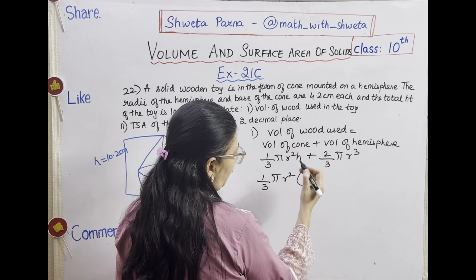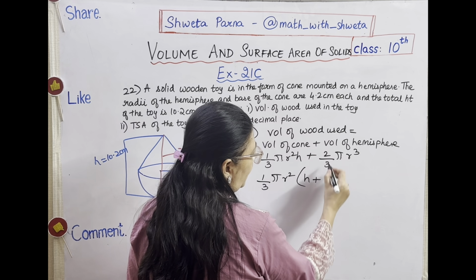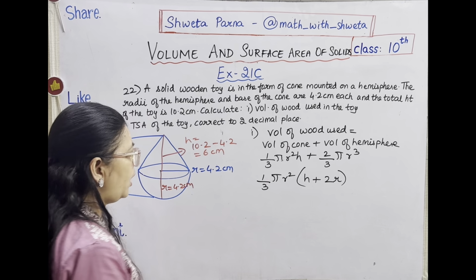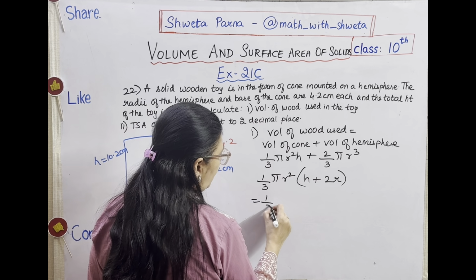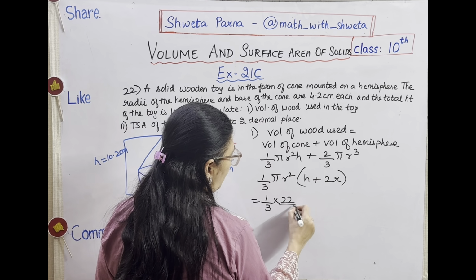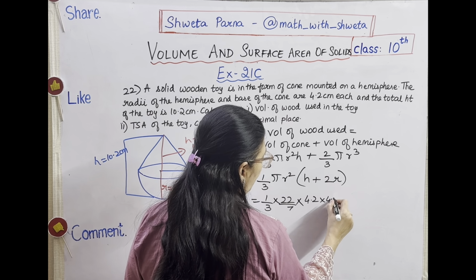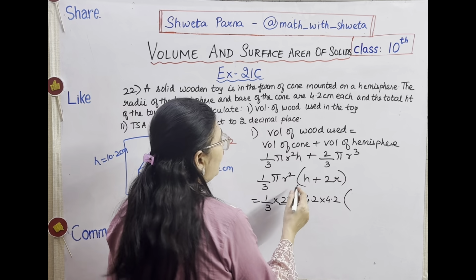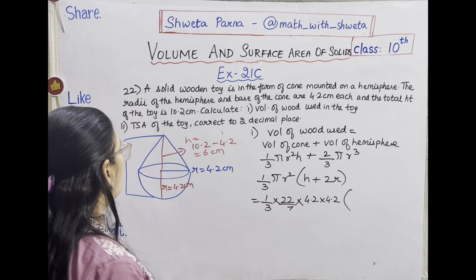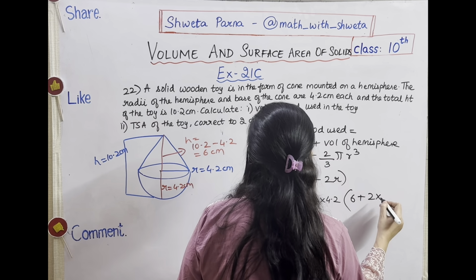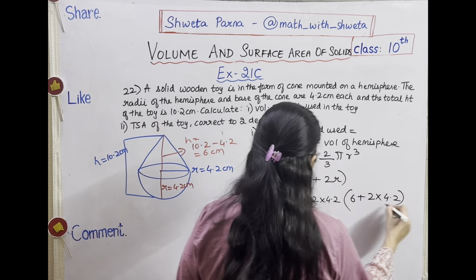Now, here in the bracket what is left? H plus 2 r is left. Okay. So, it is 1 upon 3 into 22 upon 7 into radius is 4.2 into 4.2. In the bracket, what is the height? Height of the cone is 6 plus 2 into radius, which is 4.2.